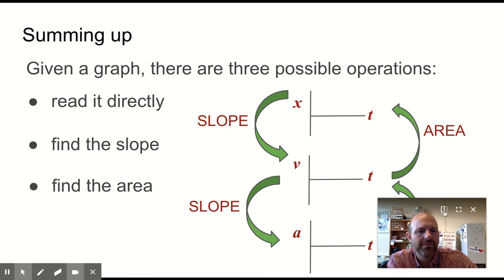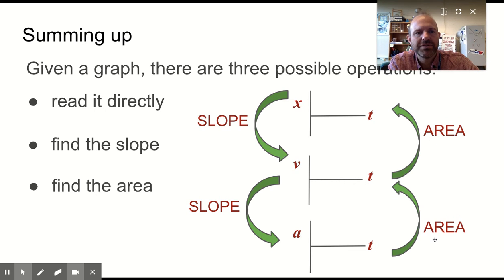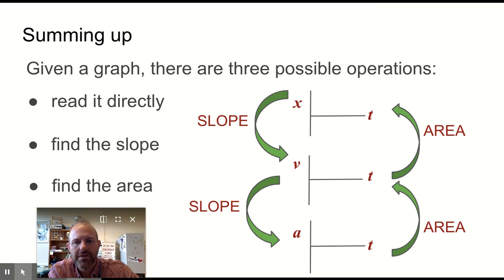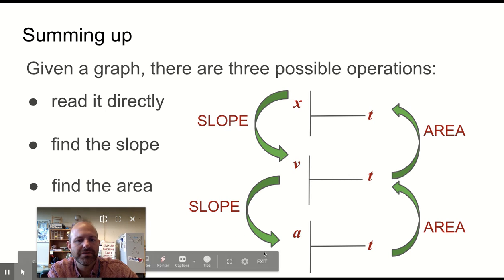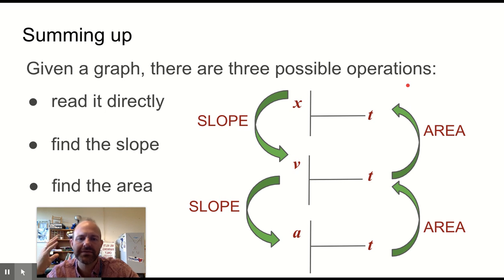So what do we have? We have the idea that if we want to go from a position graph to a velocity graph, we can take the slope. A velocity graph to an acceleration graph, take the slope. If we want to go the other way, we use the area under the curve, but we need an additional piece of information. So we can always read information directly from these graphs, find the slope, or find the area.